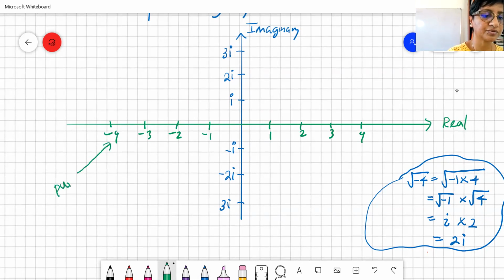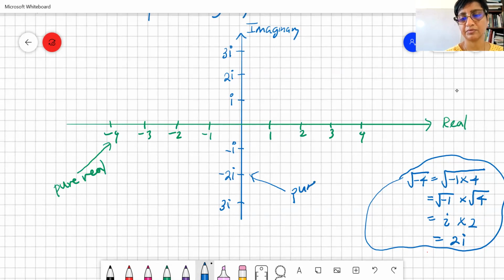So pure real, imaginary, and in between.